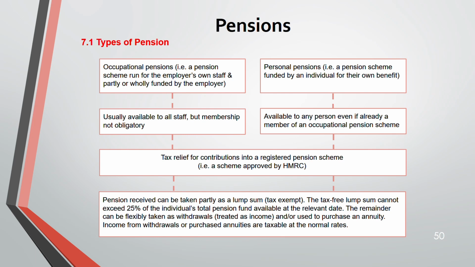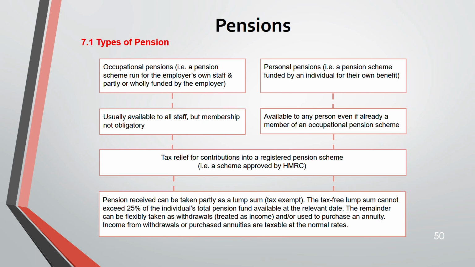Under both the schemes, the pension that you have received, you can take partly as a lump sum. That means a huge amount from that you can take as your pension. And this is tax exempt. That means no tax. But remember, the amount that you are taking, known as tax-free lump sum, cannot exceed 25% of the individual's total pension fund available at the relevant date. If it exceeds 25%, you have to pay tax. Then it's no longer tax-free.